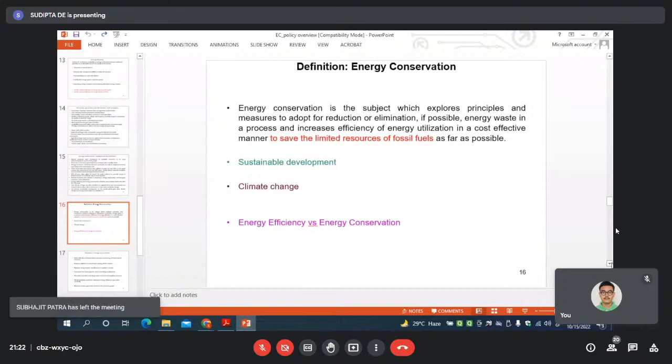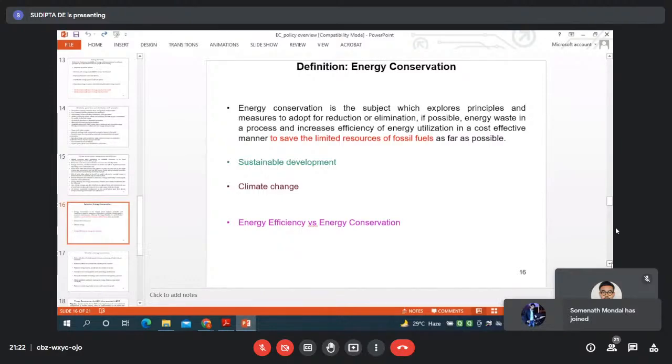Unless the measure recommended is cost effective, it will never be accepted, because a costlier thing than the existing things will have less social acceptance. So obviously, you have to make these energy conservation measures in a mandatory cost-effective way. That's the innovation aspect. That's why in energy conservation, a lot of innovations are involved. The objective function is very clear: to save the limited resources of fossil fuels as far as possible.